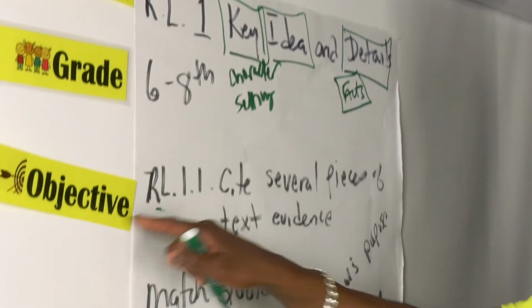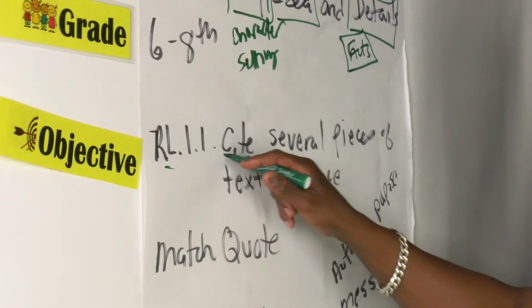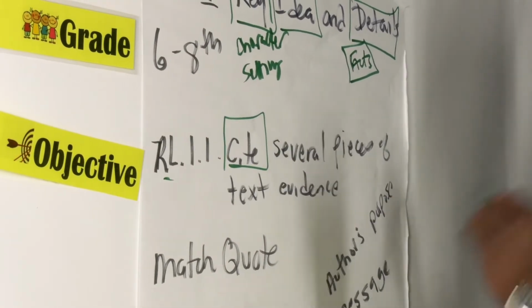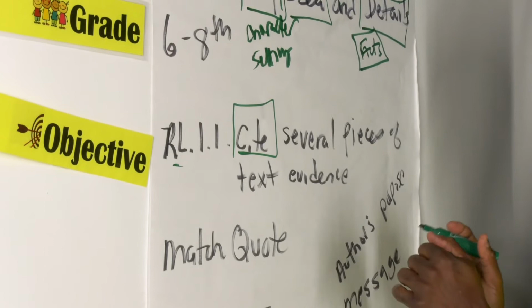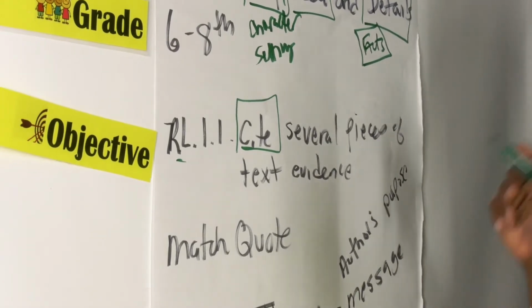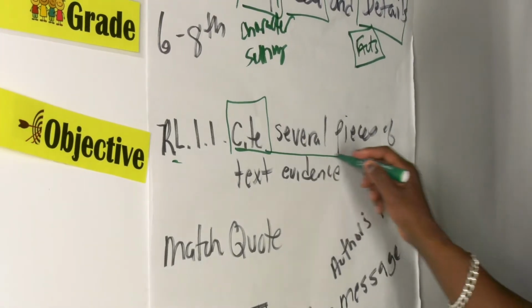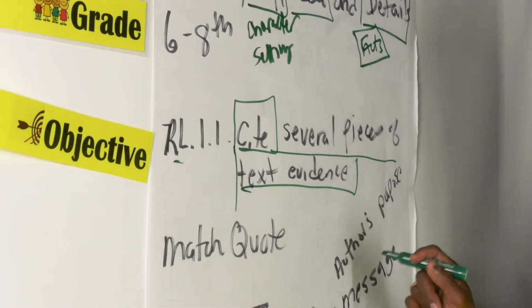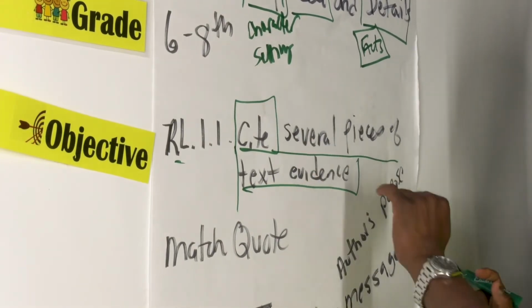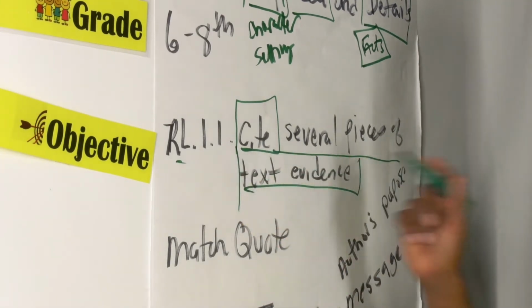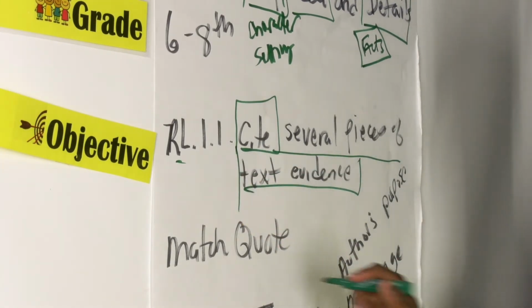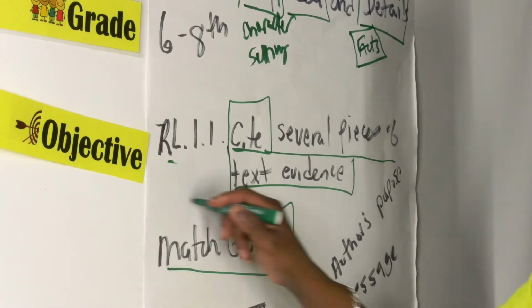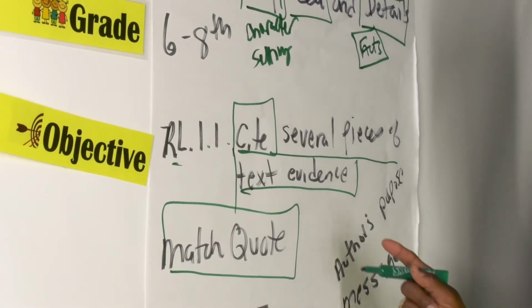RL 1.1, the objective that we're going to work with, is being able to cite. That means you can go into the text and find information exactly as it's stated in the text, explicitly. It's there. And you can cite several pieces of text evidence. You are getting your information, you're making your decision based upon what's in the text. That's what reading literature 1.1 is really about. And part of that is you should be able to look at a quote from a text and figure out the theme of the overall text.